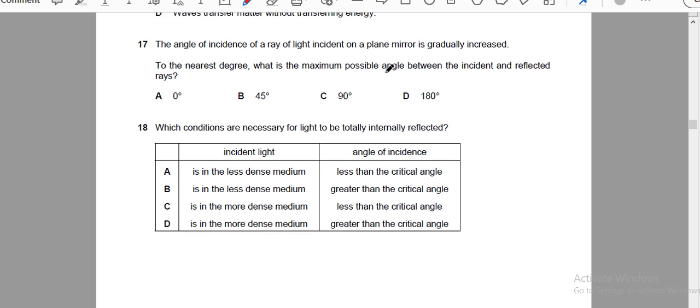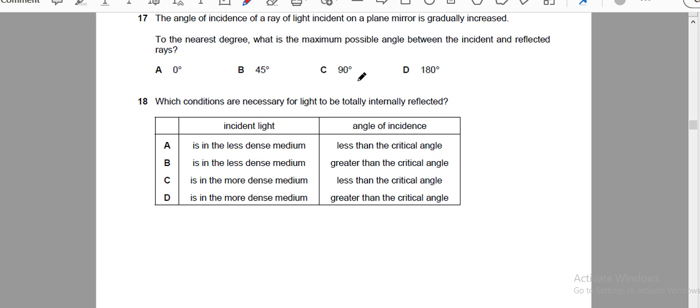The angle of incidence on a plane mirror is gradually increased to the nearest degree. What is the maximum possible angle between the incident and reflected rays? As the maximum possible incident angle is 90 degrees, the reflected one is equal, so it is also 90 degrees. So the angle between the incident and reflected ray would be 180.